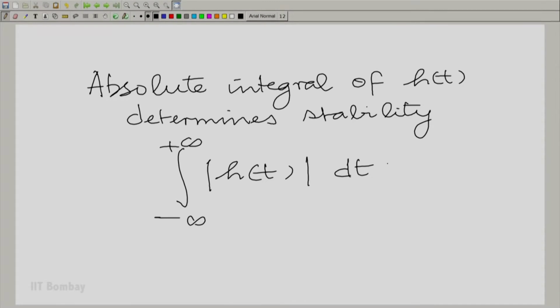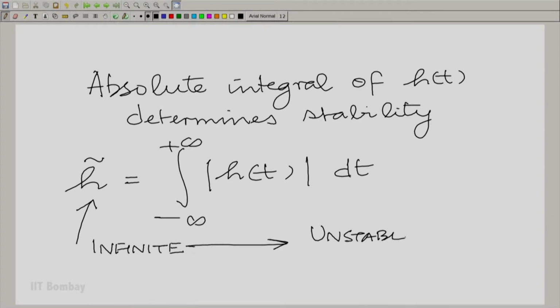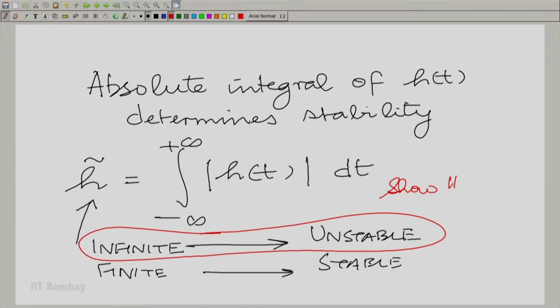So, you need to convince yourself whether this absolute integral, let us call it h tilde if you like, it is a constant of course. Now, we do not know whether it is a finite or an infinite quantity. If it is infinite, it has to be non-negative of course. If it is infinite, the system is unstable. If it is finite, the system is stable. And the challenge essentially before you is to show that this is the case. Again, how do you show it is the case?